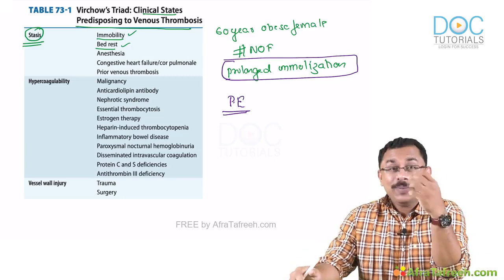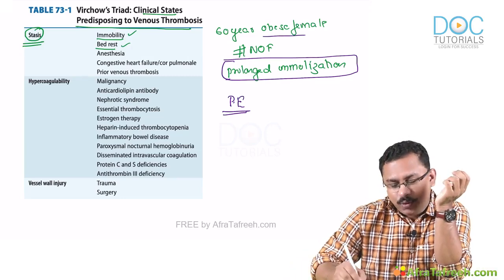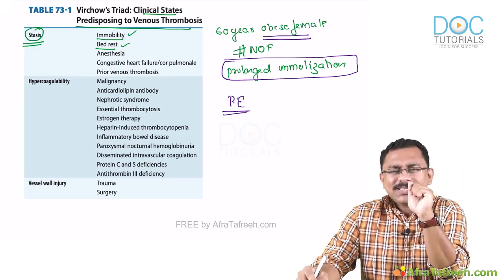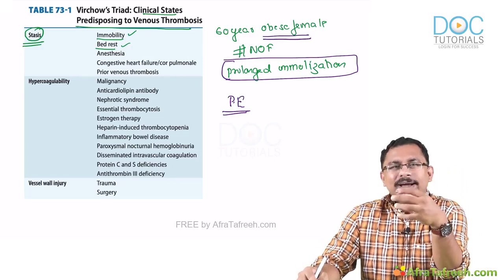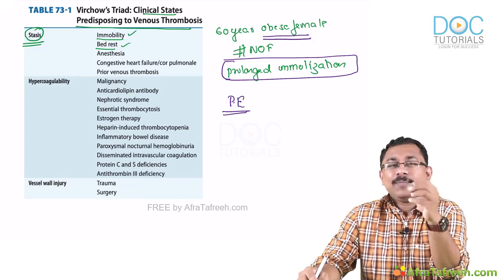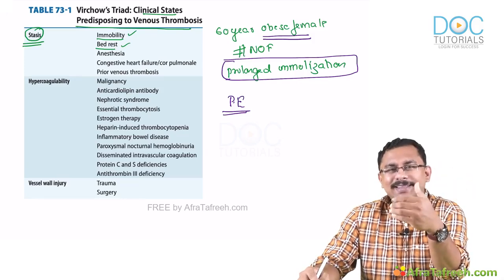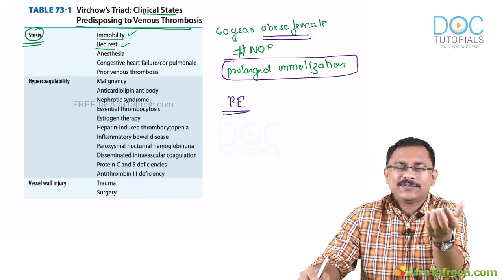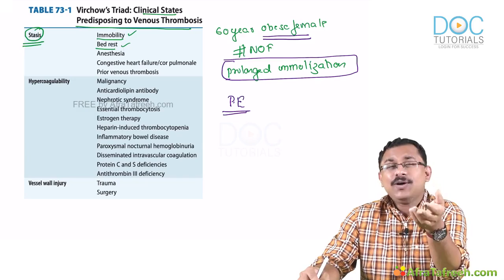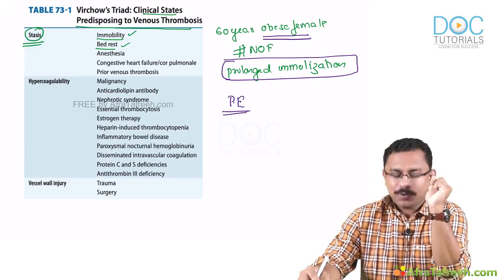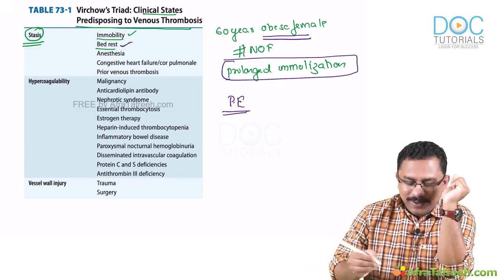If you have an obese female, remember I specifically said obese female, because contributory factors like obesity can predispose to thrombus formation. So when the immobilization occurs in the context of an obese female, the likelihood of development of thrombosis is more. Okay, and prolonged bed rest.